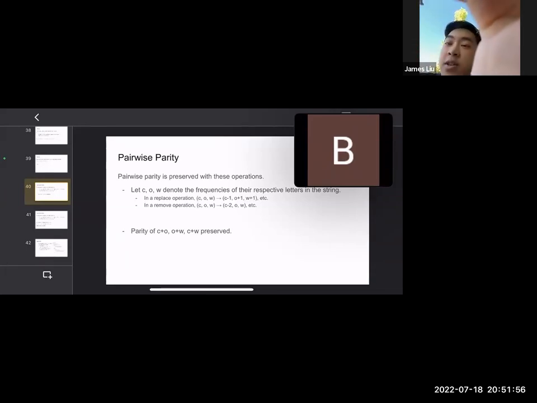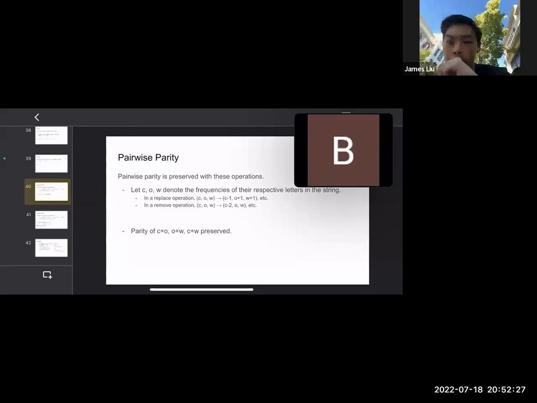Now in this operation, you notice that C plus O is still C plus O, right? So if it's the same value, the parity is the same. Same thing with C plus W. And O plus W, what happens is that their sum is O plus W plus 2, which means that the parity is the same. If O plus W is even, O plus W plus 2 is also even, right? And this is true if we replace any letter with the other two letters.